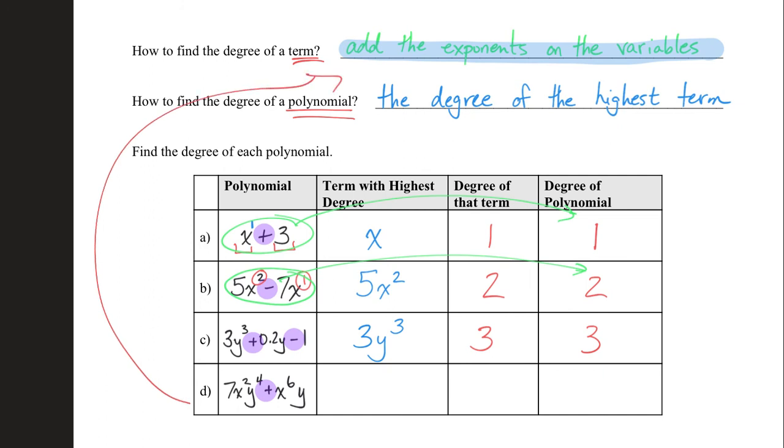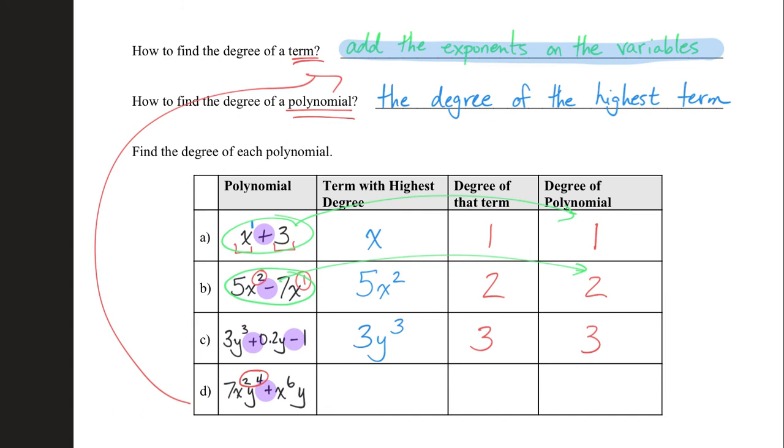We add the exponents on the variables. Okay, so I take a look at my first term, and I need to add up those exponents. Hey, that's a 6. That makes the degree of my first term 6. We may, if we are a little careless, take a look at my second term and say, hey, I've got a degree or an exponent 6 there. Both of those terms are the same degree.